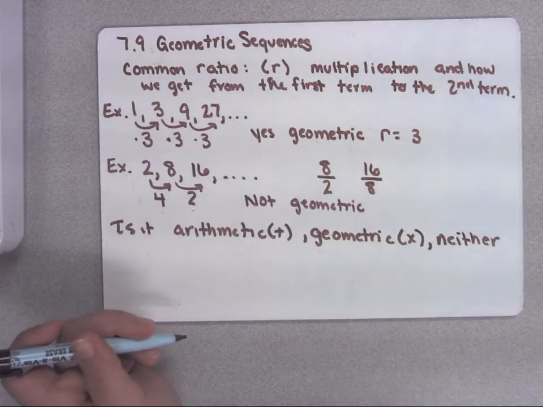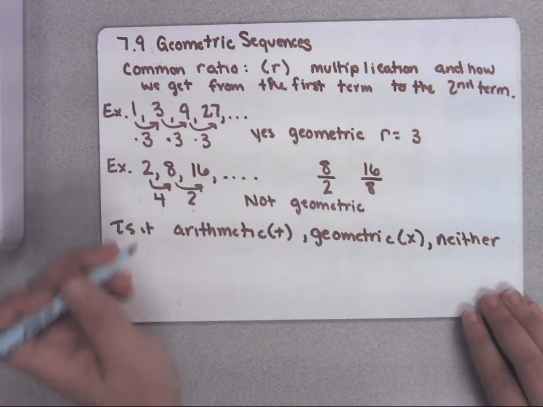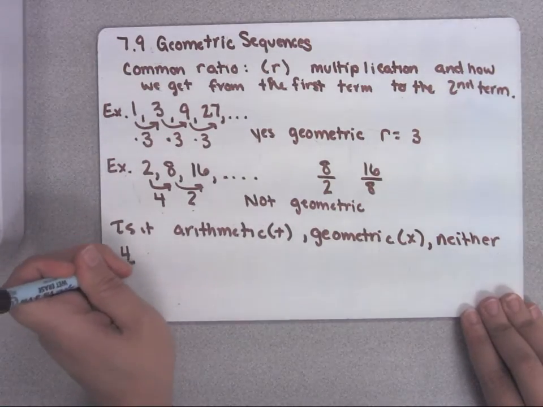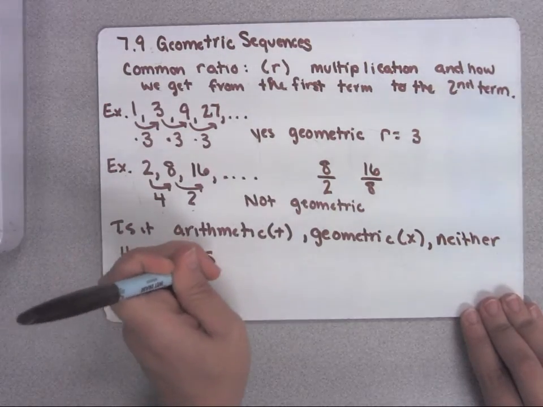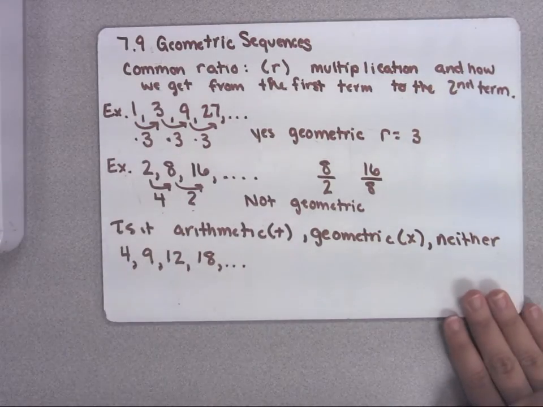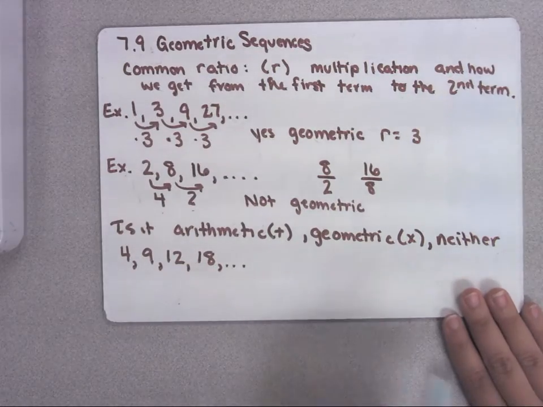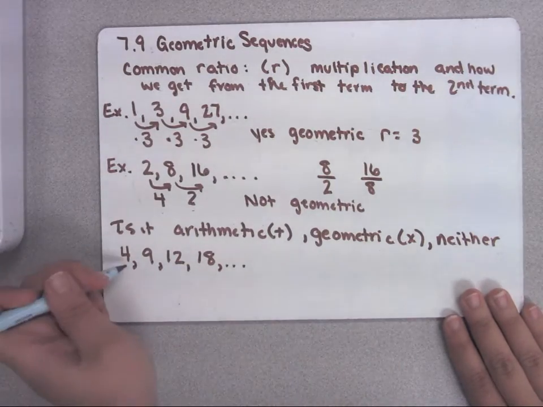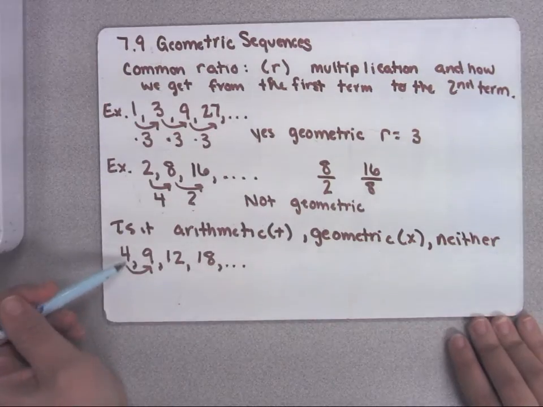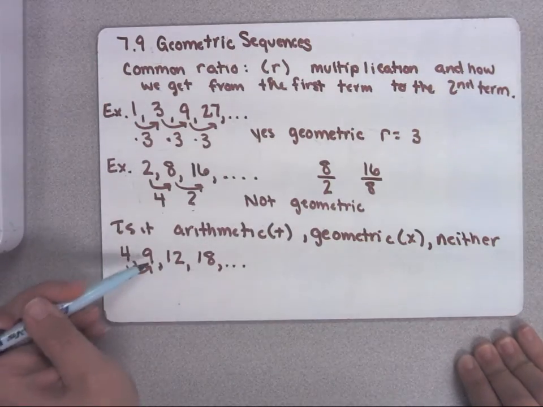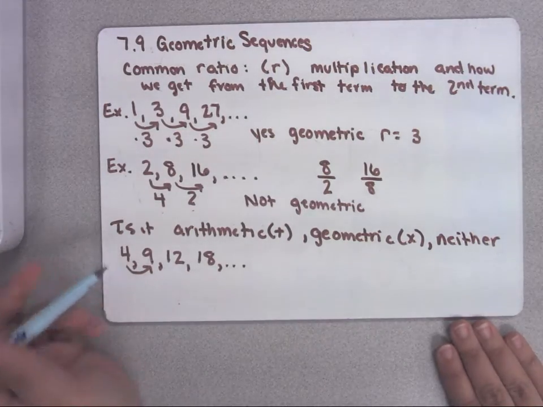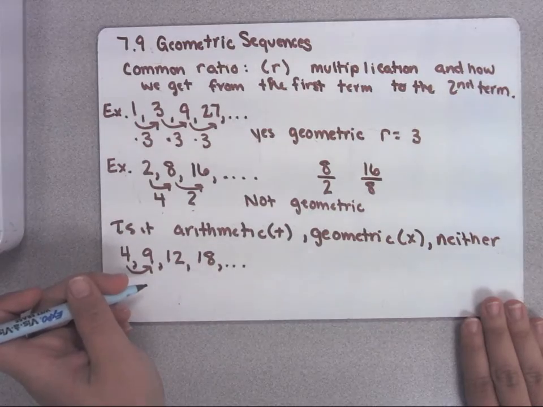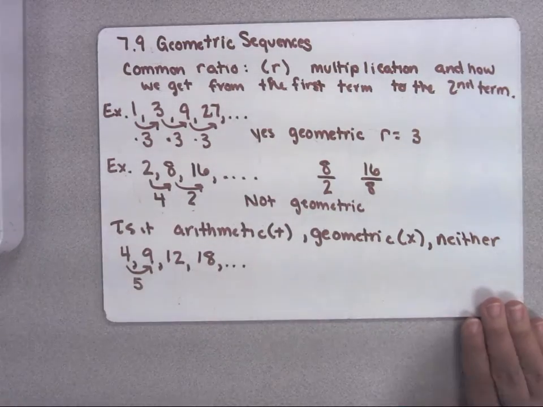If they give us a sequence like this one, 4, 9, 12, 18, I always start at the beginning. Just try arithmetic from here to here. Remember, if you can't see it, 4 plus what makes 9? If you can't figure it out in your head, do the backwards. 9 minus 4 is what, Hunter? What's the answer? 5. So we have to test the next one.